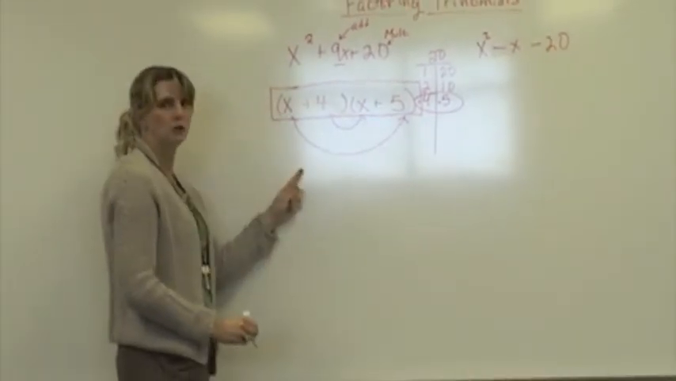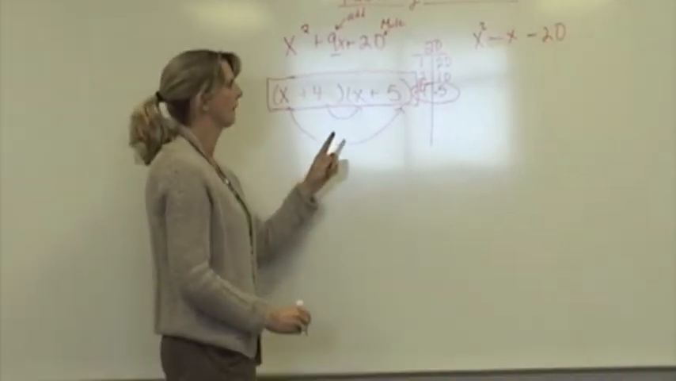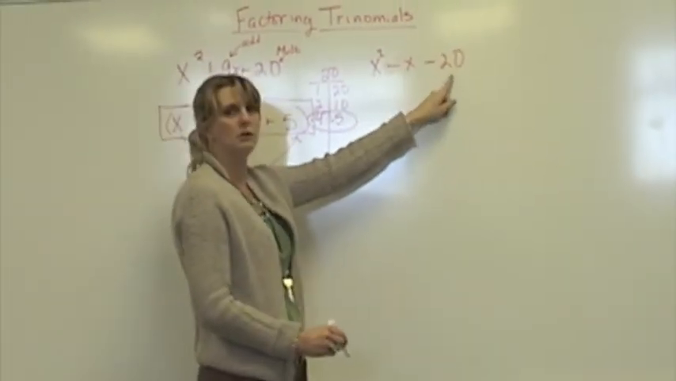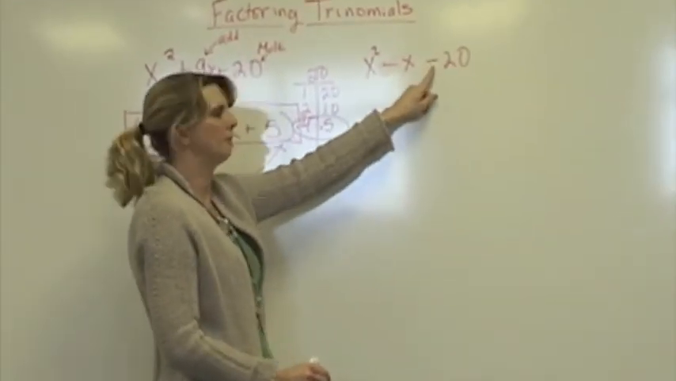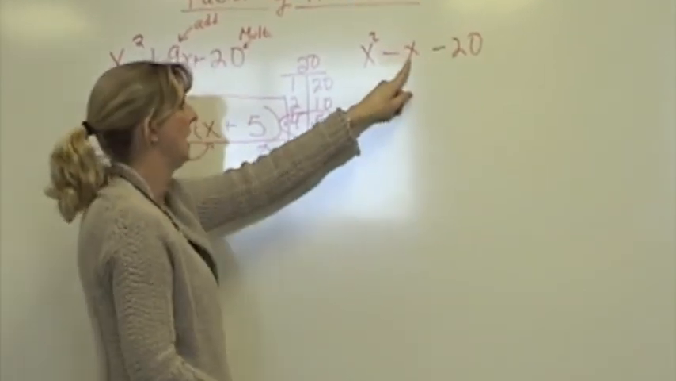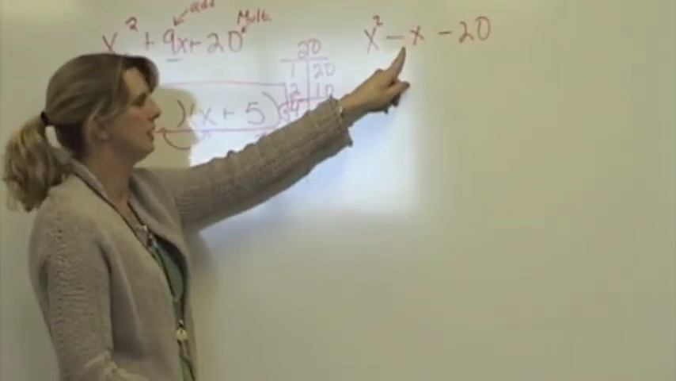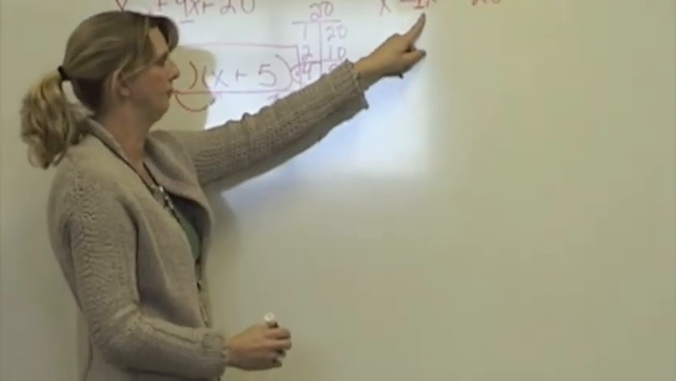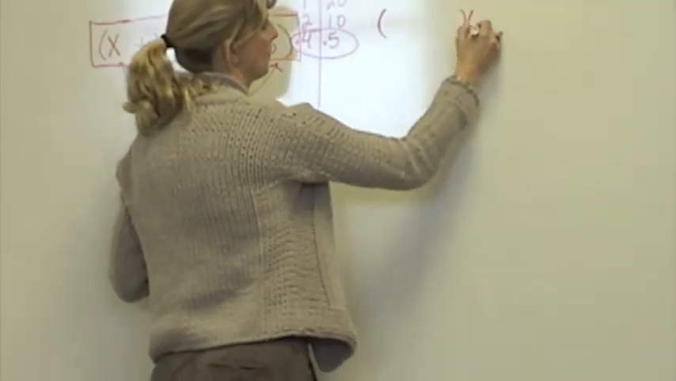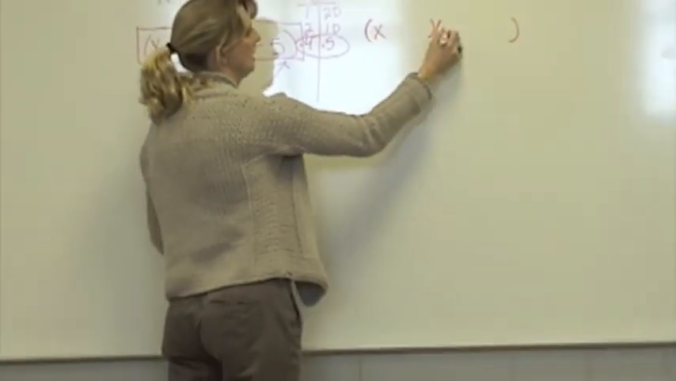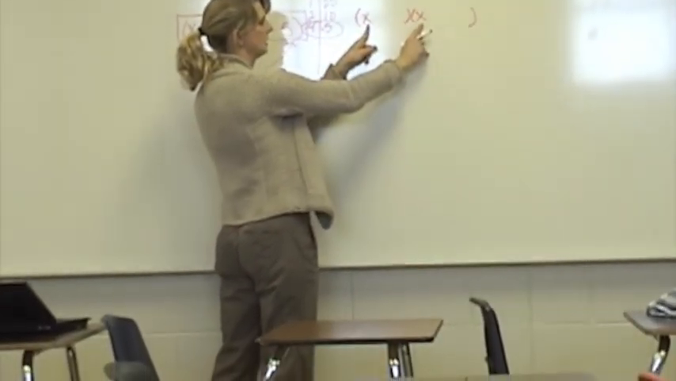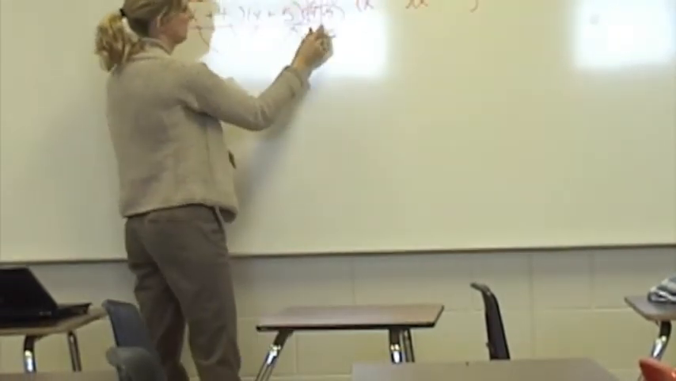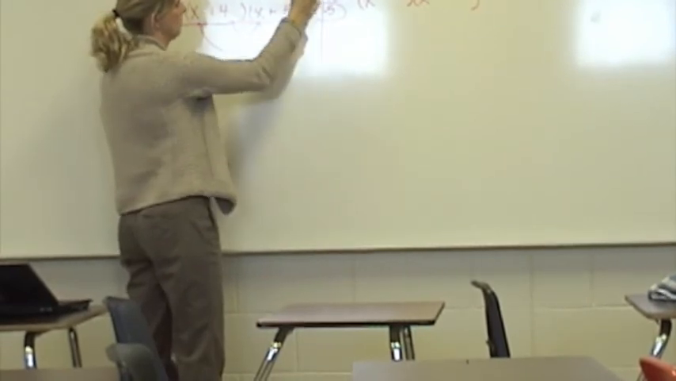If you want to check, you can FOIL it out. This one is quite similar because we start and end with the same number, except this time the 20 is negative and the middle term is a negative 1. Remember, there's a 1 here if you don't see a number. So when I set up my parentheses, I still have x in the first location, but since I need a negative 20 this time, I'll go back to my same chart.